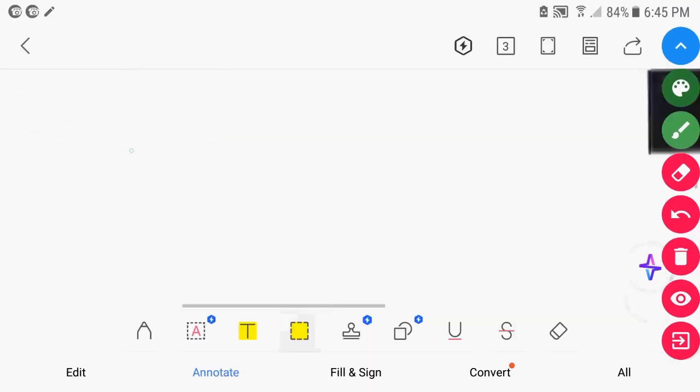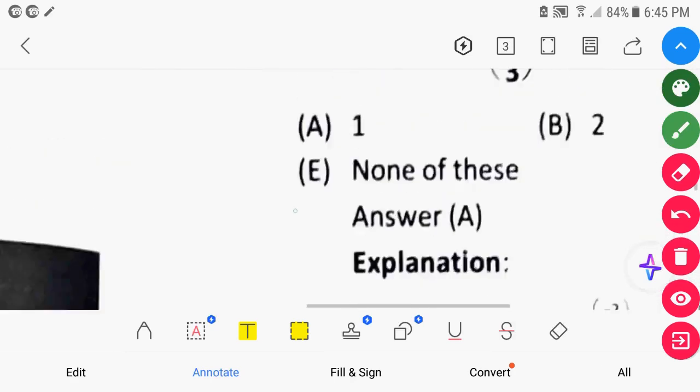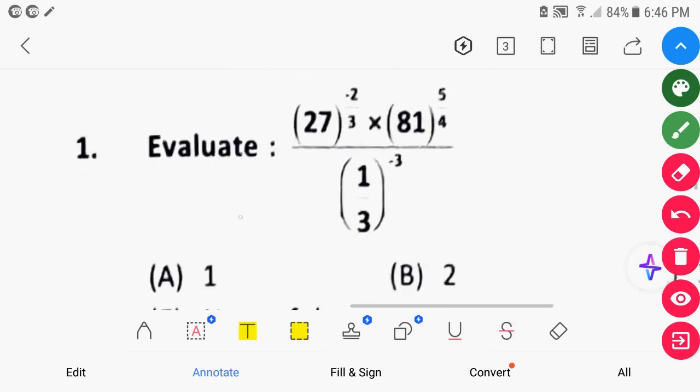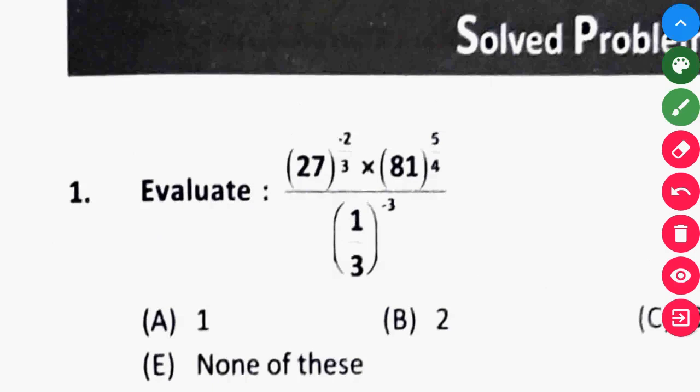Okay, now again there are some solved examples. We'll go through them for better understanding, and then we'll go to solve the practice exercise.